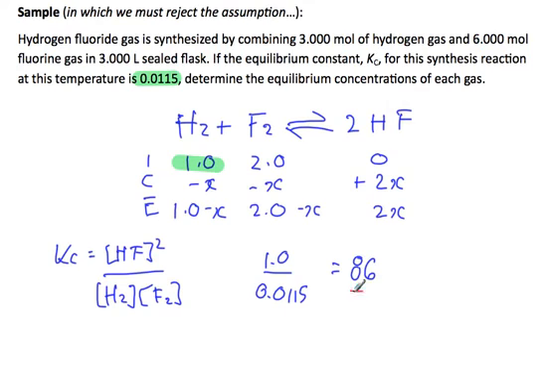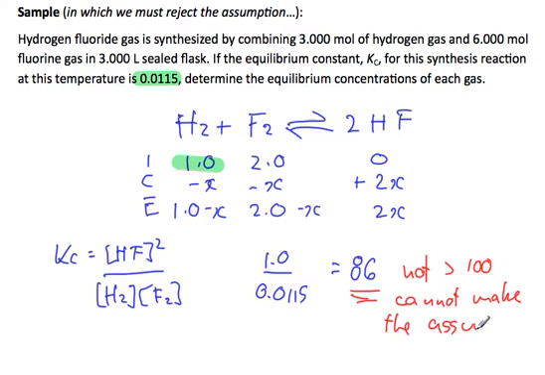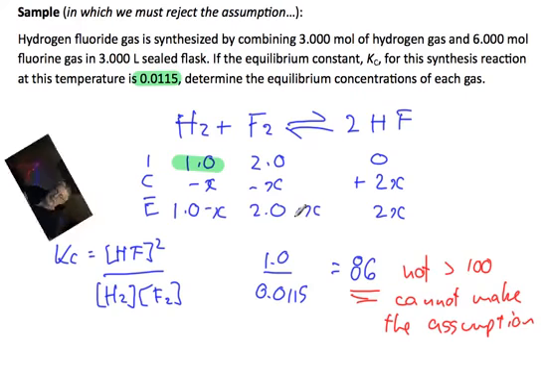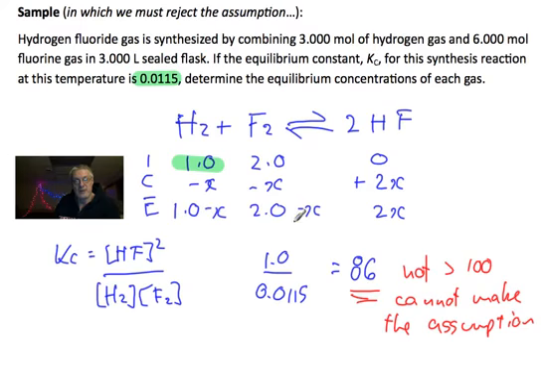So, not greater than 100. You cannot make the assumption. And so you'd have to go ahead and solve an equilibrium problem using the quadratic equation. You're going to substitute these values, 1.0 minus x and 2.0 minus x, into your equilibrium expression. That's going to yield a quadratic, and so on.